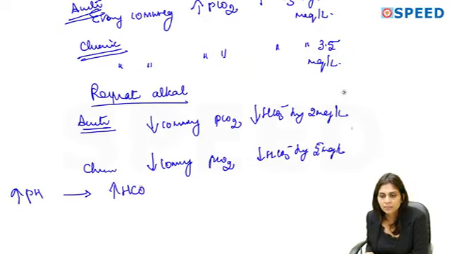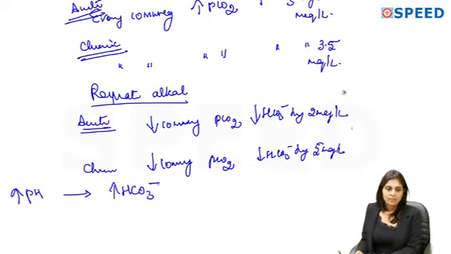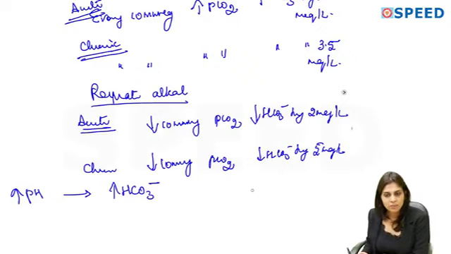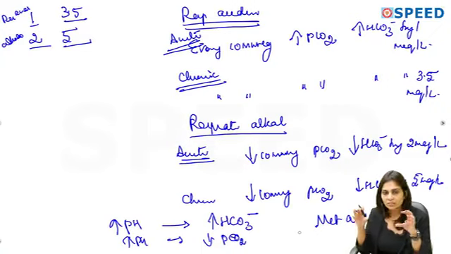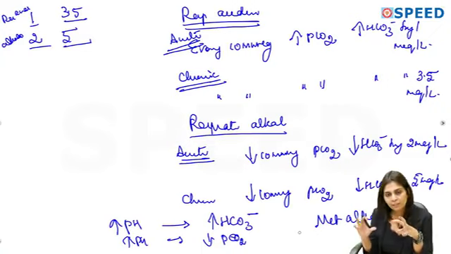If an increase in pH is accompanied by an increase in bicarbonate, what is your diagnosis? Very good. Metabolic alkalosis. If increase in pH is accompanied by a decrease in PCO2, what is your diagnosis? Respiratory alkalosis. So this is how you identify the primary disorder from pH.